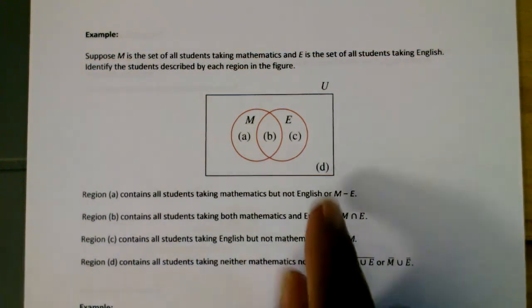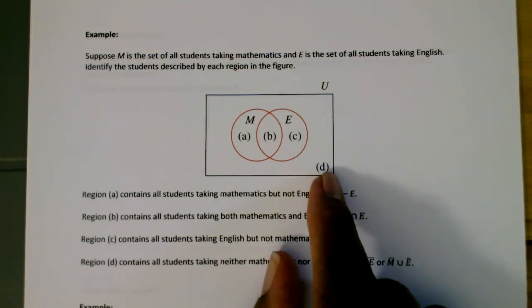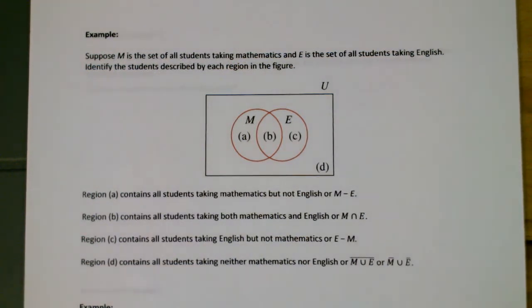And then region D, which is the D located down here in the bottom right-hand corner of that rectangle, contains all students taking neither mathematics nor English, or the complement of the union of M and E. Or we can say this, the union of the complement of M and the complement of E. All right, so now we're going to use that Venn diagram to solve problems like this one.